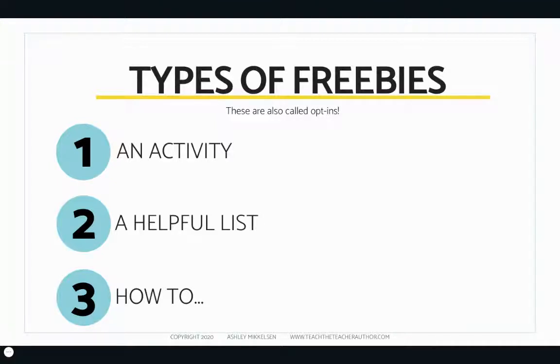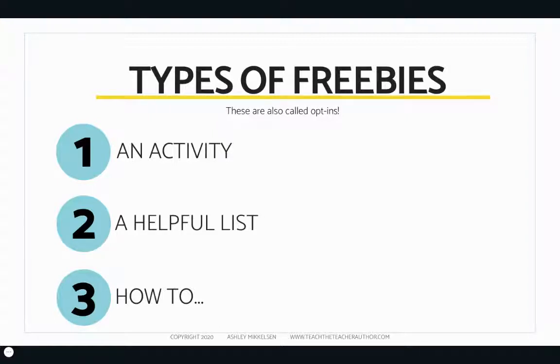So if you're out and about in the internet world, you might see those things. It's the same concept as what we were talking about today. Okay, so different types of freebies you could offer to get people to join your list. An activity, right? Download this lesson plan, download this thing you could use with your kids, download this puzzle, download this whatever, an activity that they could use.